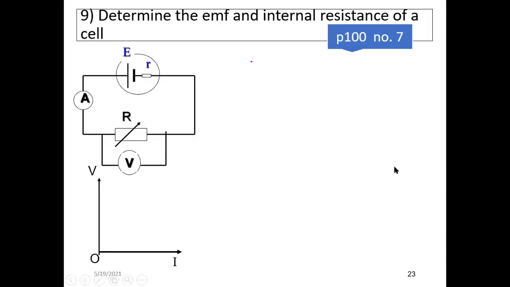How do we find the EMF and internal resistance of a cell? This is your page 100, number 7. There's your cell, there's the internal resistance, there's the ammeter, ideal voltmeter, and your variable resistor. You want to plot the VI graph to determine the EMF and internal resistance of a cell.